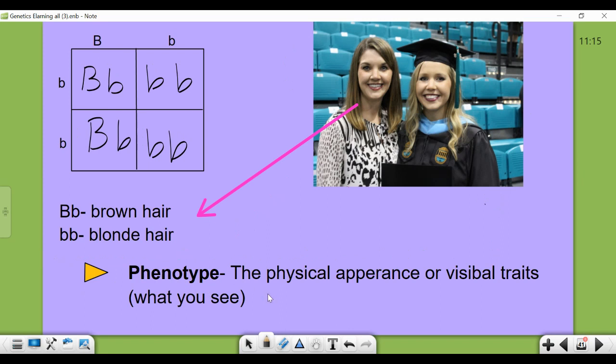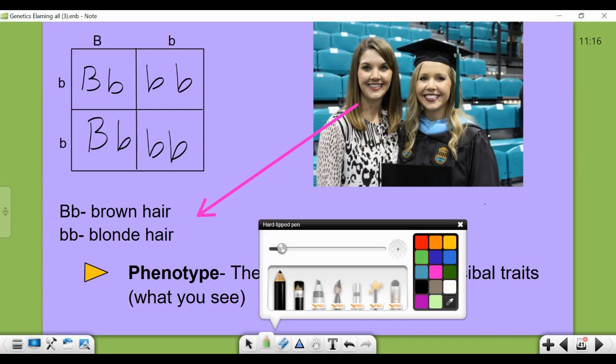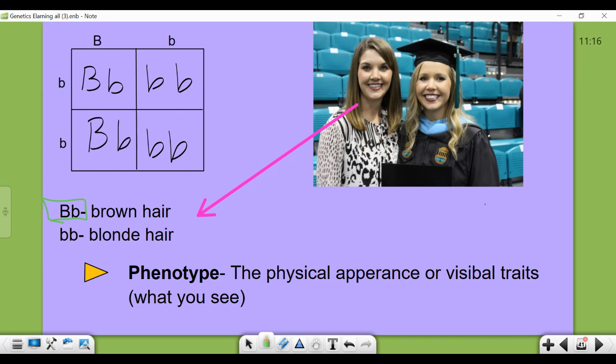The phenotype is the physical appearance or the visible traits that we are able to see. So for example, this is my sister and she has brown hair, but I have blonde hair. So that means our parents had to be carrying that recessive allele, because there's no way that we would have gotten brown hair and blonde hair if both my parents were homozygous dominant. Then I too would have brown hair. So that means that my sister has to be a heterozygous brown. That means she's carrying that blonde with her, but the trait that's being expressed here is brown.